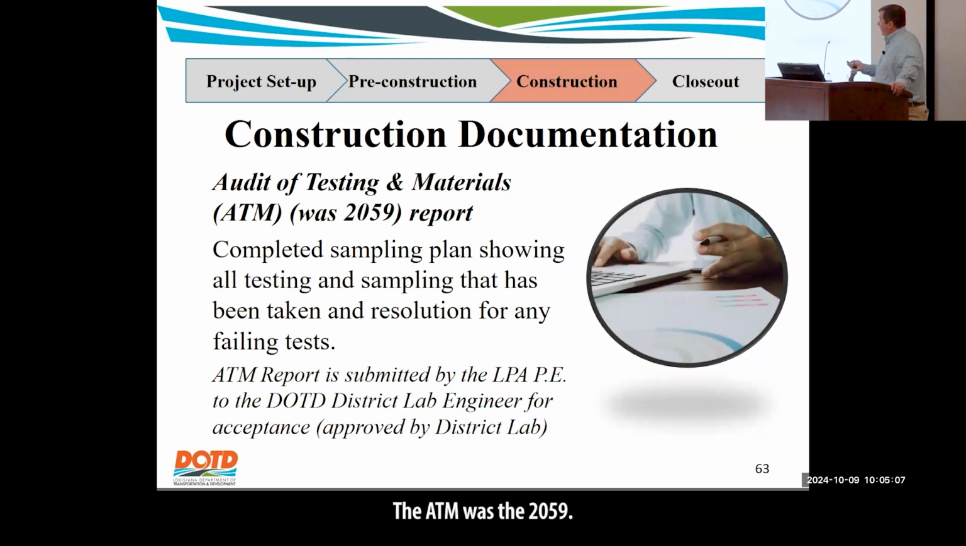Mentioned this before as well. The ATM was the 2059. Again, it's just the audit at the end of the job that says what all testing went on, that yes, we got all the correct samples that we needed. All the testing was good. We didn't have any failing samples, or if we did have failing samples, we either retested, or you have to give a disposition of what you did with that failing sample. Was it used? Was it left in place with a pay deduct? Whatever the case may be, you have to spell that out.